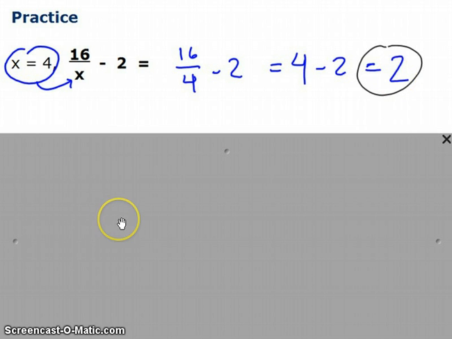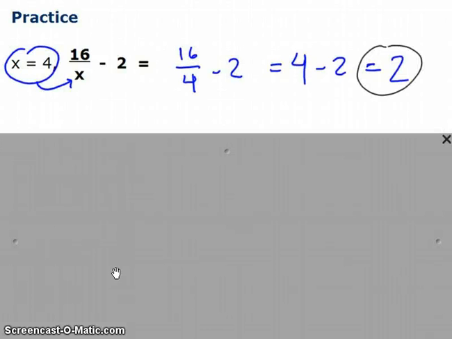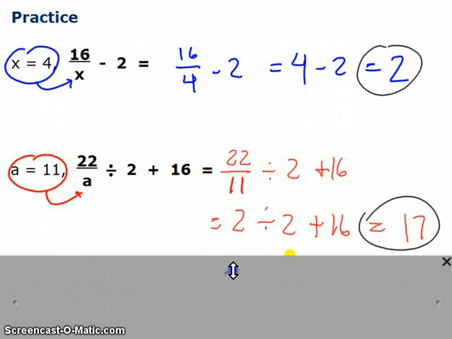Now I'm going to go back, and I'm going to have you do the one with a in it and the one with n in it. So like before, when you're ready, hit the pause button, and then when you're done, come back and I'll show you the correct answers. Okay, I'm going to assume that you've done that, so let's move this curtain down. If I plug in 11 for a, I should end up finally with the answer 17.